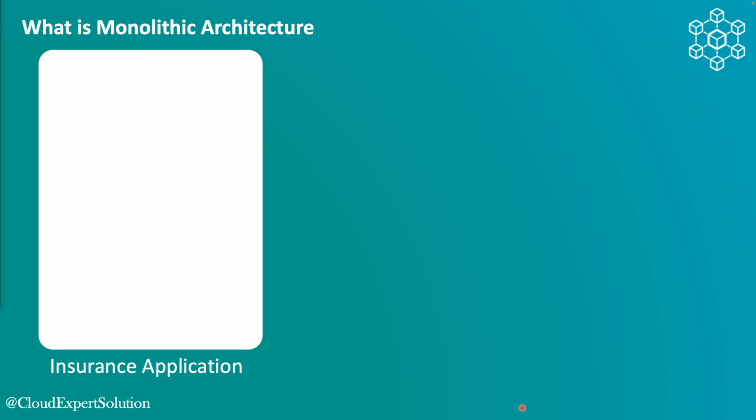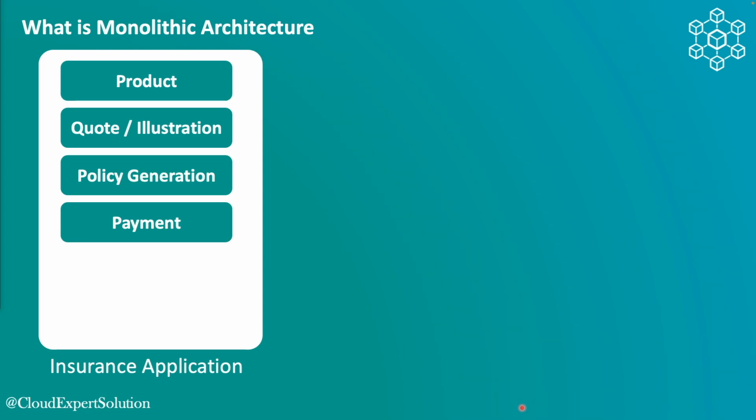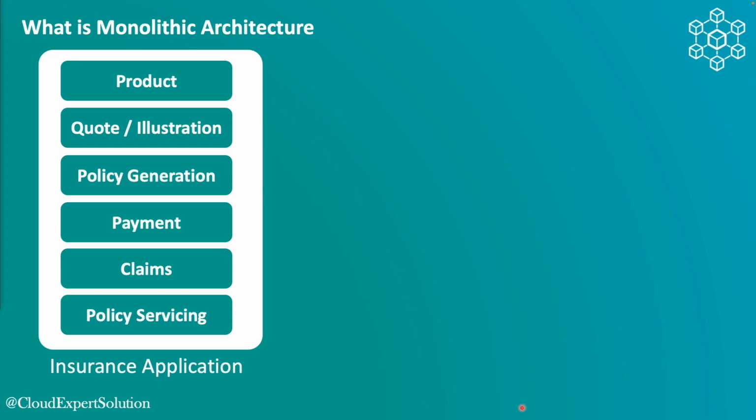Now in terms of insurance application modules, we should have a product module. Then there should be a quote or illustration module. Before taking the policies, we are creating those quotes. Then policy generation, followed by the payment module, that is another important module. Then claims, and last but not least, policy servicing. There could be other modules available also, but on a high level, these are the modules let's assume that we have for our insurance application.